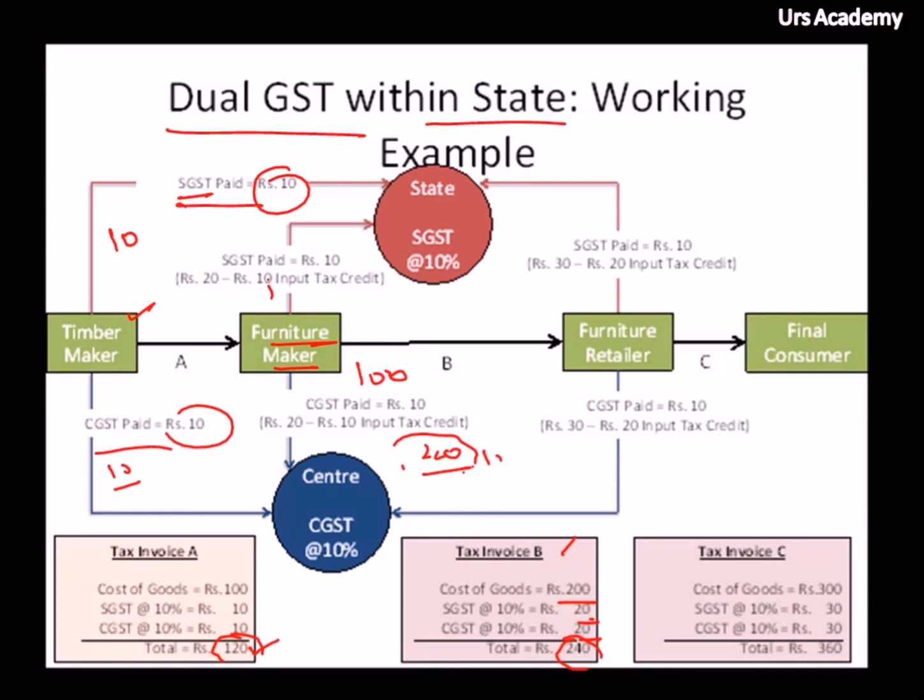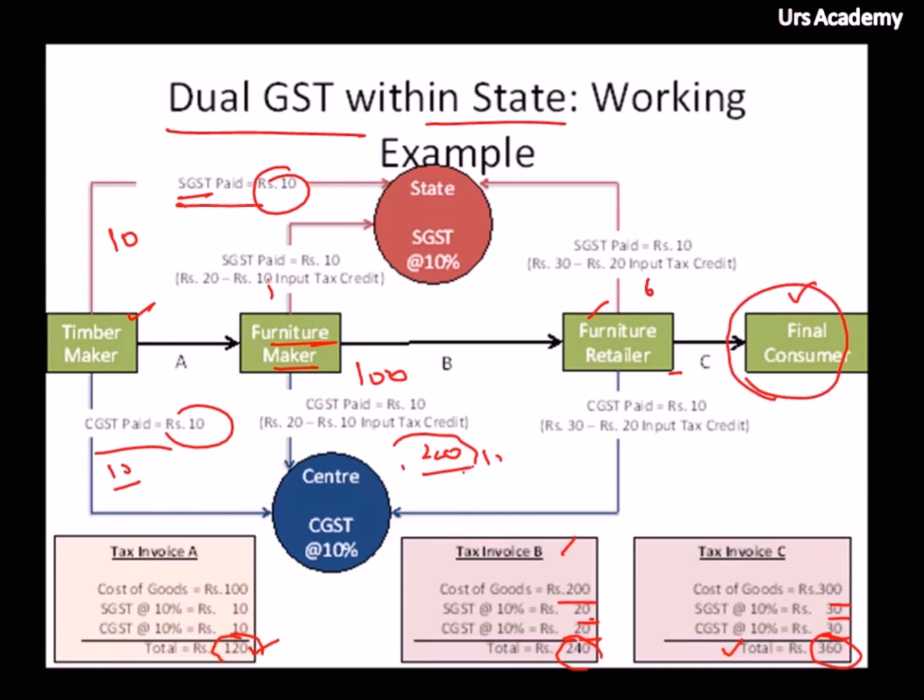So the final cost of the product will be 240 rupees, that will be charged by the furniture maker from the furniture retailer. Okay, fine. Again, the furniture retailer, for example, makes a value addition of rupees 100, that means 300 rupees. At the rate of 10% SGST, 10% CGST it will be 30 each, that means 60 rupees tax. So the total cost of the product will be 360 rupees, which will be charged from the final consumer. So finally it is the final consumer who pays the whole of the taxes.